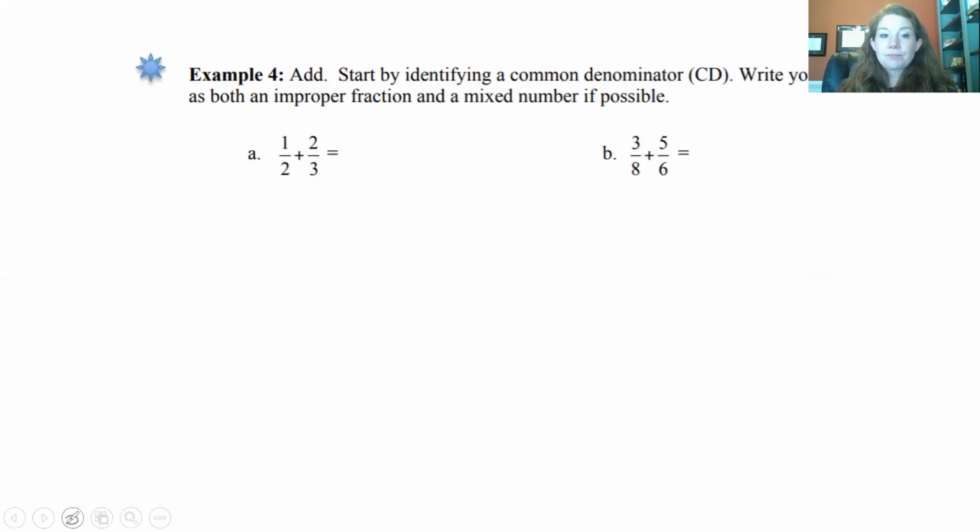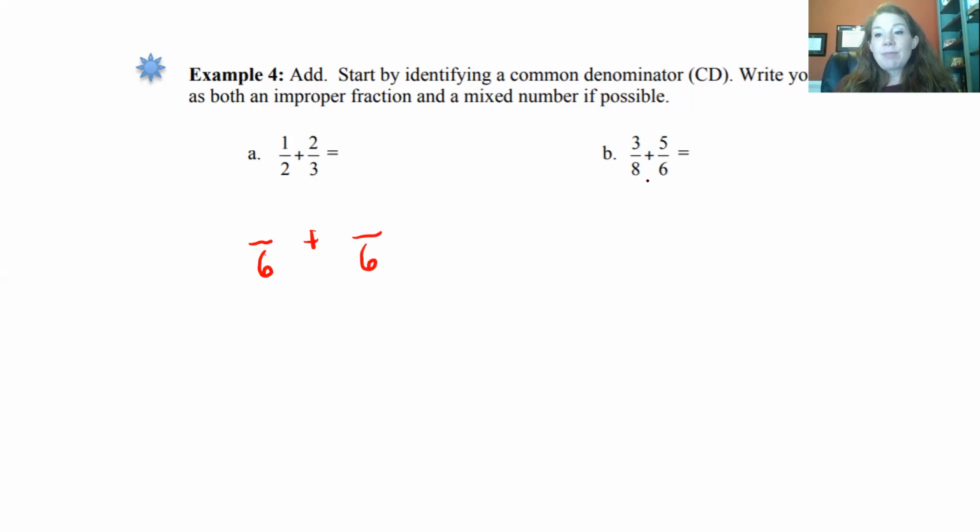Moving on. Now, starting these next few problems, these do not have common denominators. So you cannot add or subtract without having common denominators. So one way to always get a common denominator is simply by multiplying the two numbers together. So if we multiply 2 times 3, we get 6. So we're going to change both of our denominators to 6.